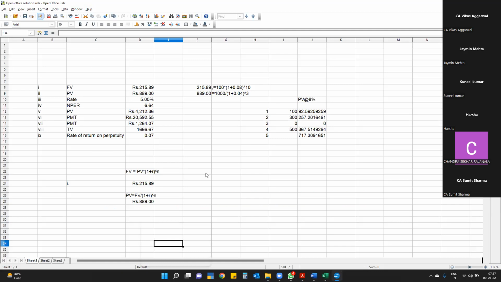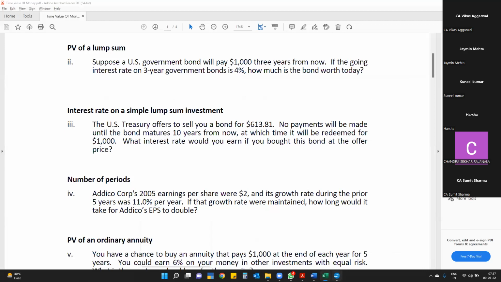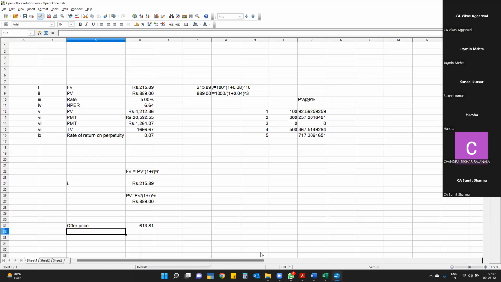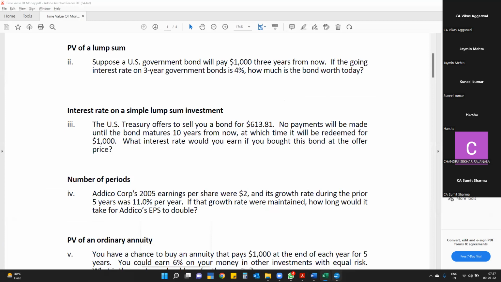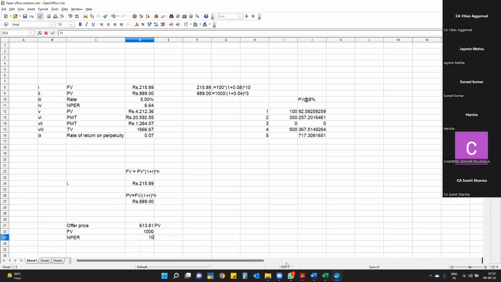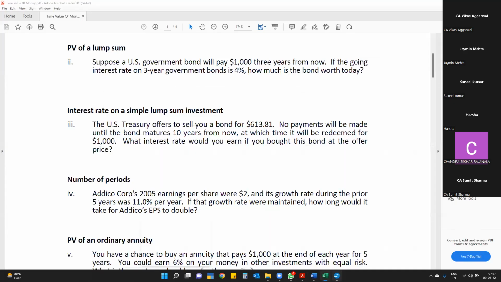So offer price is 613.81. Then we have future value 1000. This is the PV. We have the N per period. Period is 10 years. We have to calculate the rate of interest. At what interest rate will you earn if you bought the offer price.